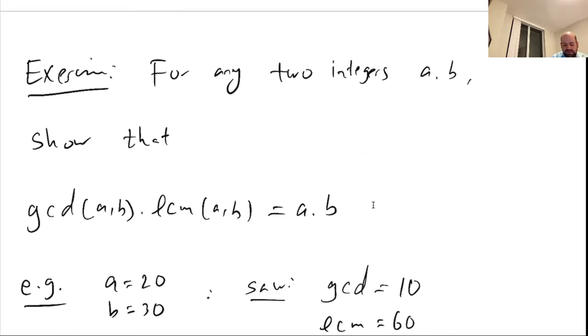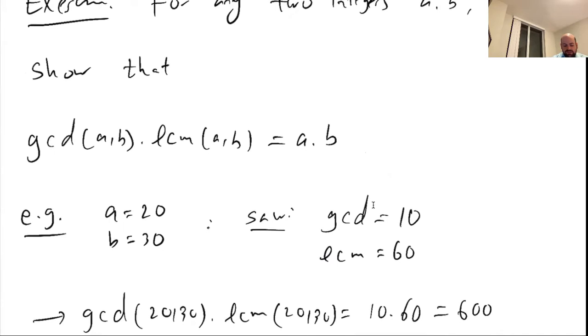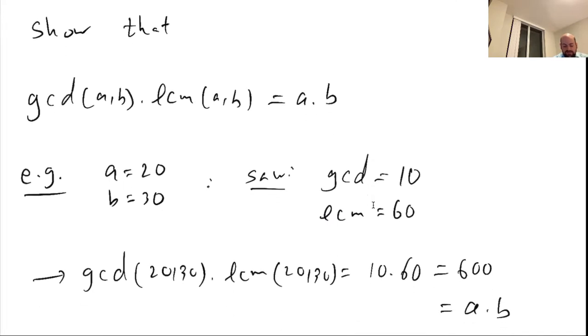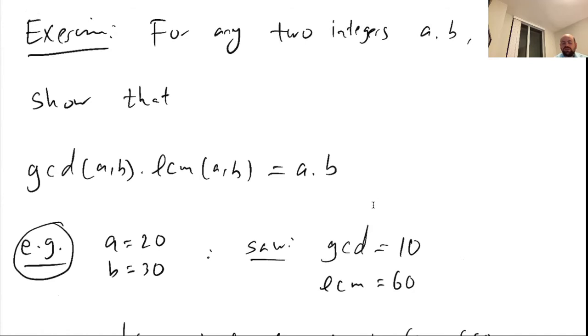So in the exam, if I ask you to show this, you cannot write this example. I see here I wrote an example of this property, for example, A equals 20, B equals 30, then GCD, LCM. It's not a proof. Proof has to be in general, not with examples, right? So how can you prove this?